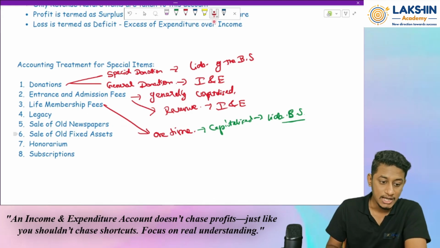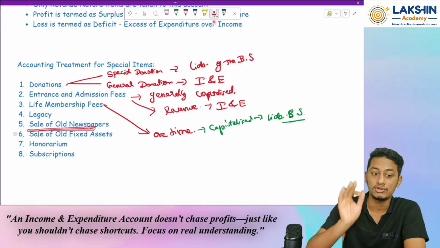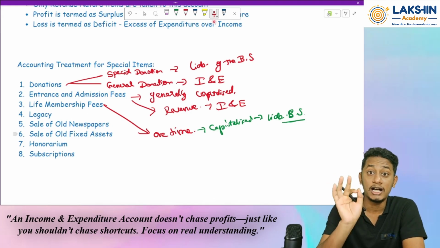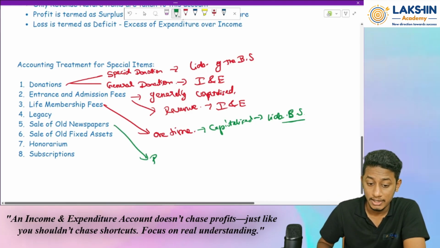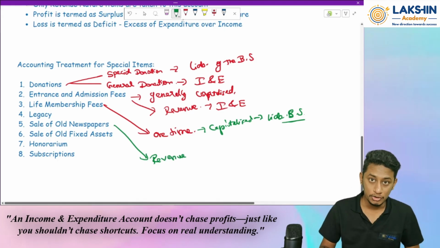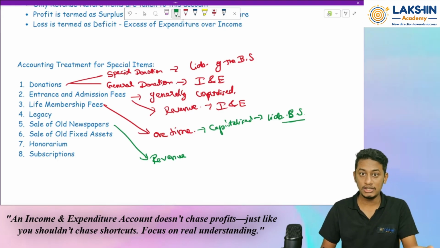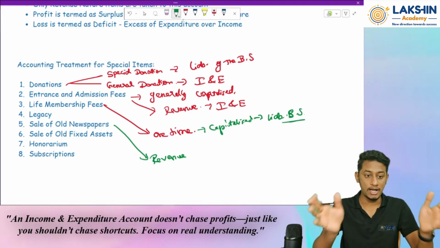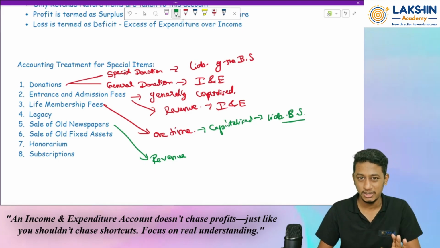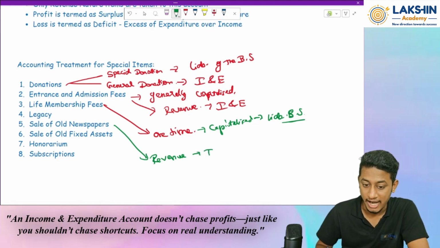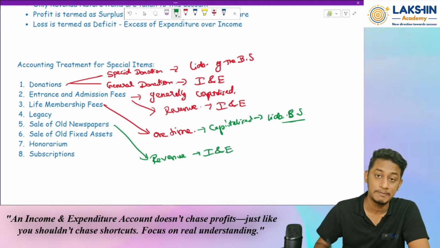Clear? Then sale of old newspapers. It's also a kind of income which is on a recurring basis. Now whenever I say recurring basis, what do you mean? It will be a revenue item, because I will buy more newspapers. Tomorrow the paper will become old, so I combine them and sell it off for some small money, right? So it will be a revenue item, and it will be taken to my income and expenditure account.